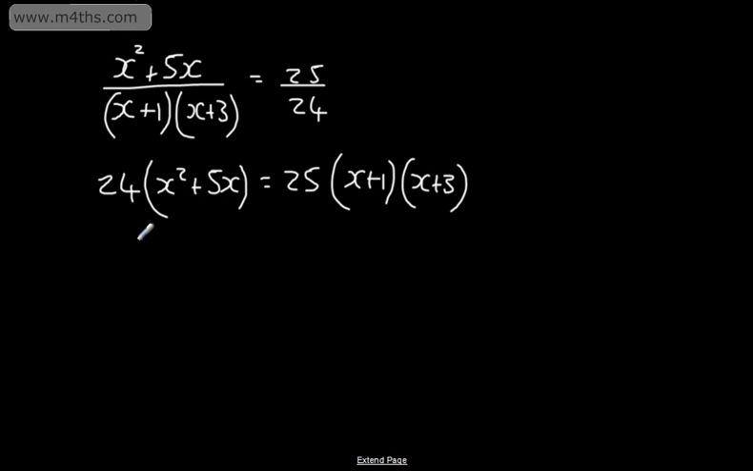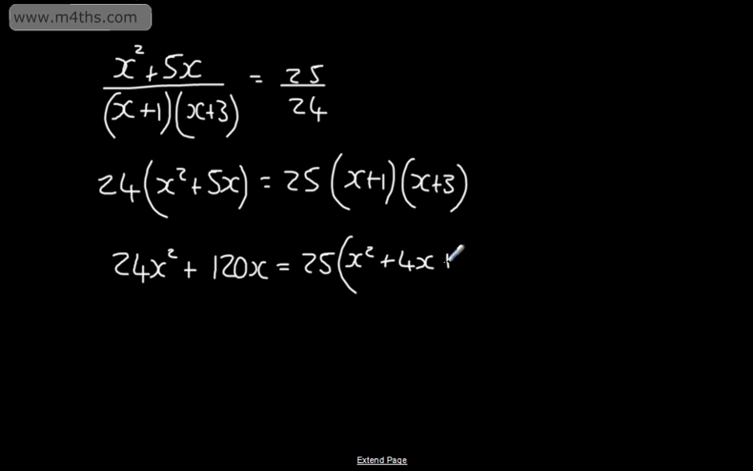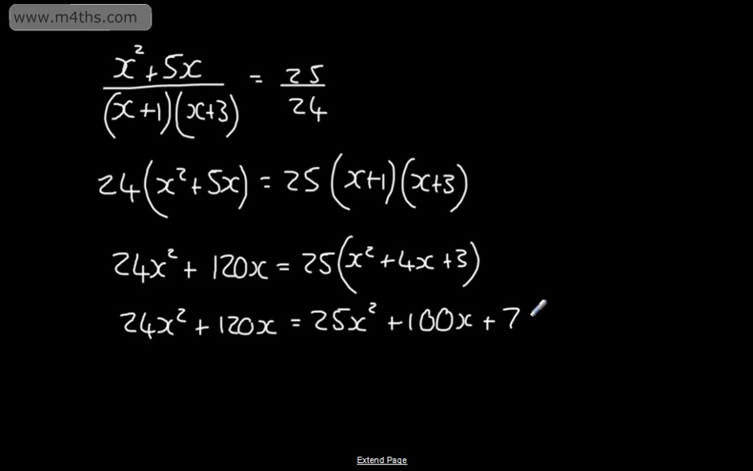So let's go ahead and multiply this out. We can see that's given us 24x squared plus 120x. That's going to be equal to 25 lots now. If I expand these brackets, x squared plus 3x plus 1x, which is going to be plus 4x plus 3. So let's write this out. So we're going to have now 24x squared plus 120x will be equal to 25x squared plus 100x plus 75.